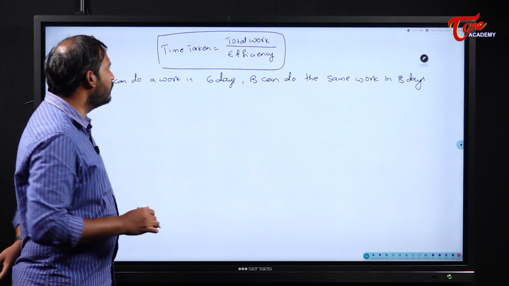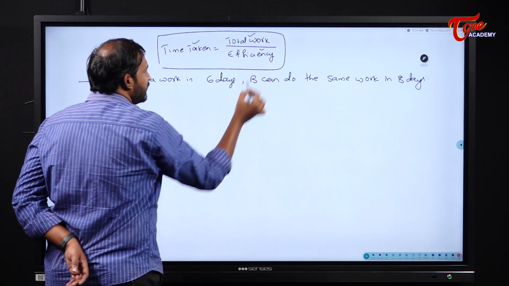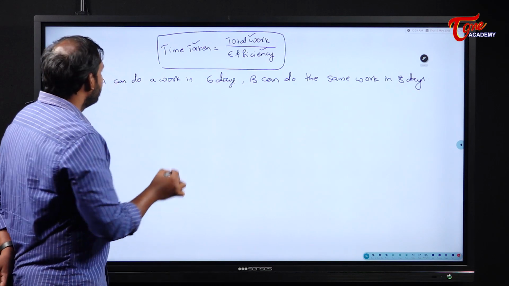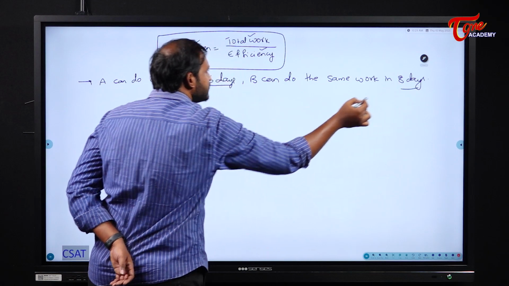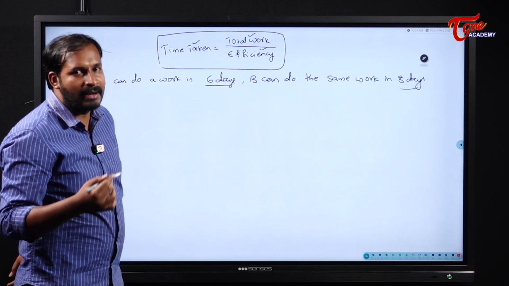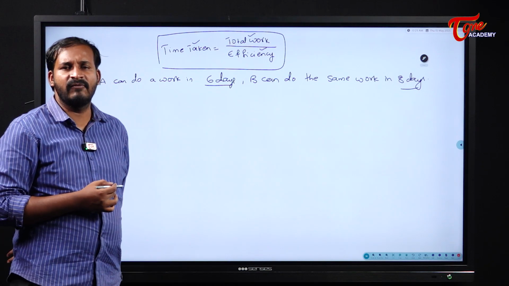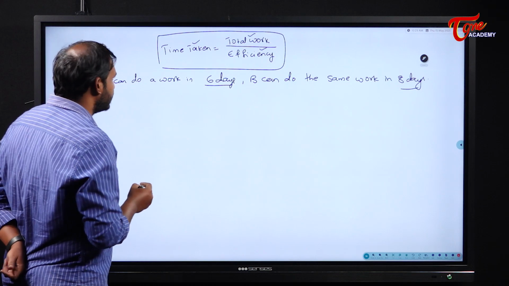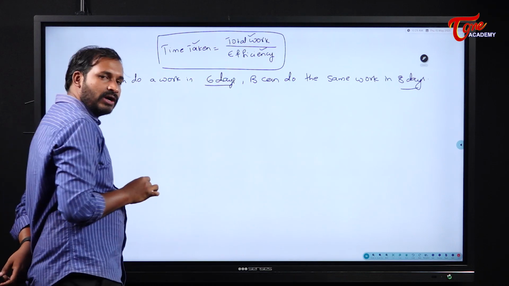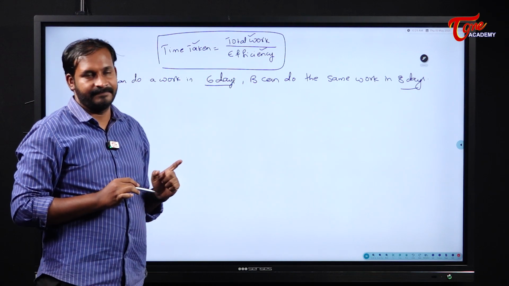Now, please see here, students, how many components are there for me? Time taken, total work and efficiency, right? But in the question, what did they give us? Only time taken is given, and they are asking for the combined time of both A and B. Then, sir, how do we need to find this? Okay, for this we have one method. From the formula, if you want total work, you multiply the time taken with efficiency.